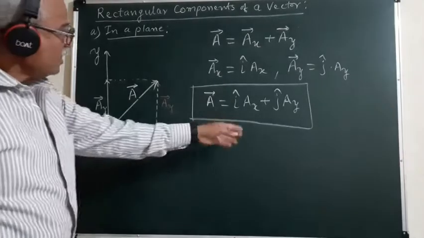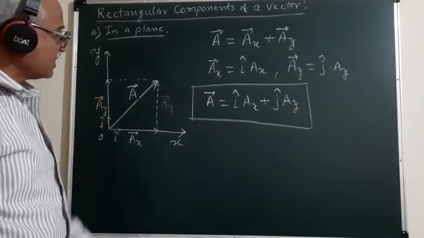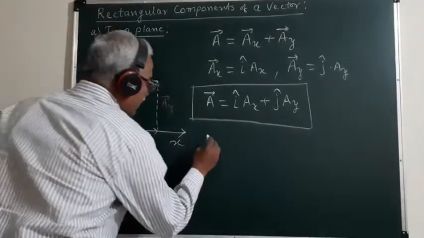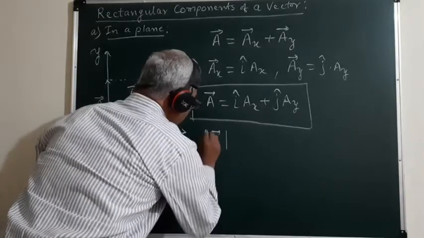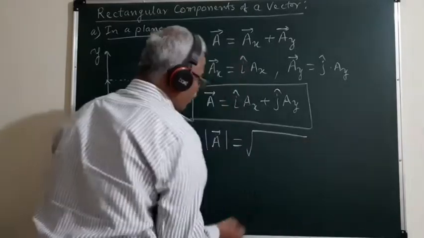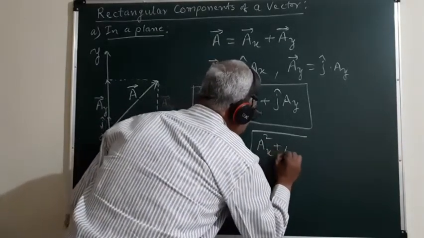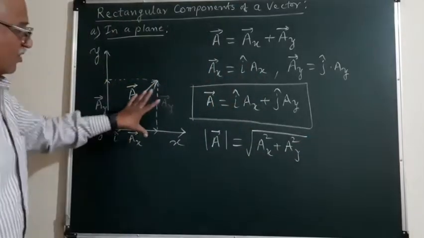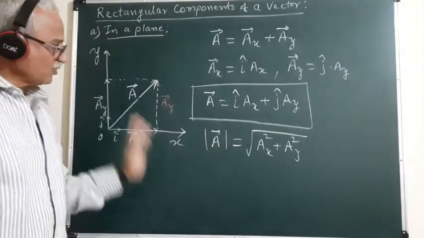Now in terms of the magnitudes of the components of the vector a bar along x and y axis, the magnitude of the vector a bar can be expressed as under root of ax square plus ay square. This is in accordance with the Pythagoras theorem.